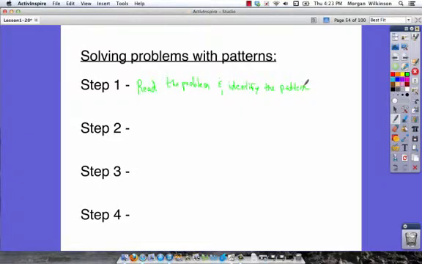Step 2 is going to be to write an equation for the given information. Step 3 of our 4-step process for solving problems with patterns is going to be to find the number that solves the equation and check the answer. So we're going to write solve your equation and check answer.